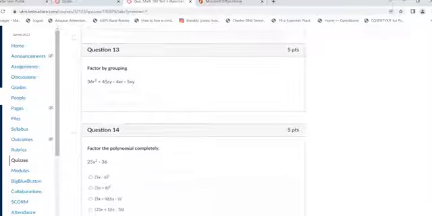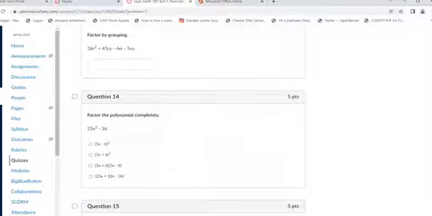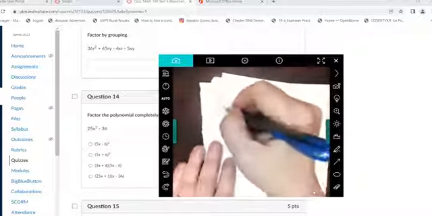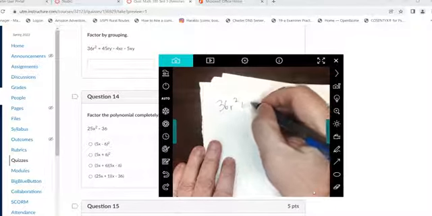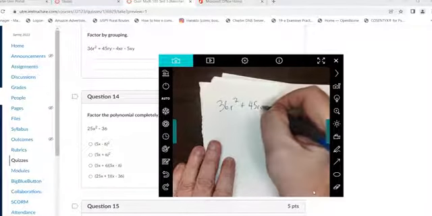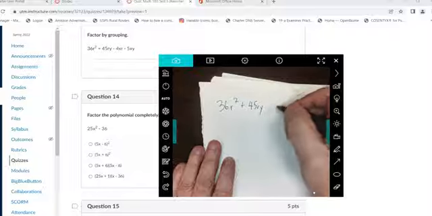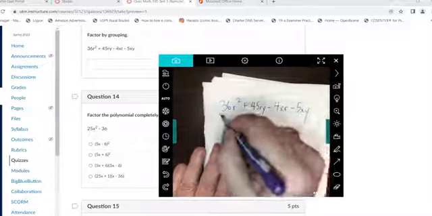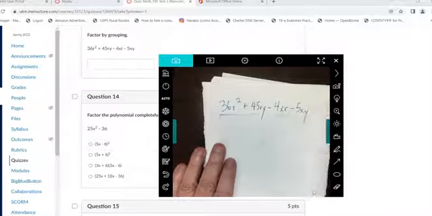Factor by grouping. Okay, this time it's written with an R. So we've got 36r squared plus 45ry minus 4xr minus 5xy. Okay. Put these two together and those two together.